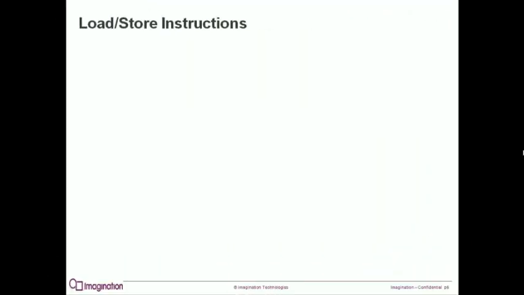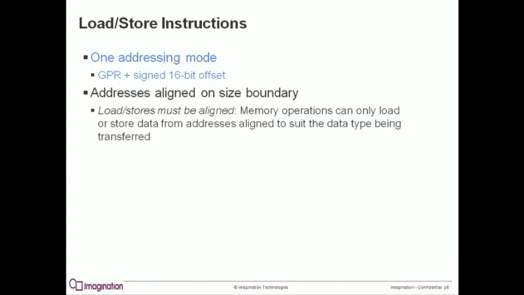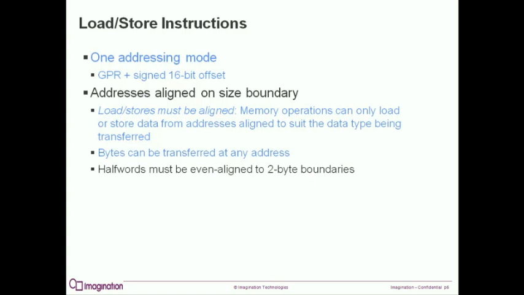For load and store instructions, there is only one addressing mode, and that is register plus signed immediate 16-bit offset. This offset, plus or minus 32K, covers a range of 64K addresses. All addresses are aligned to their data type boundary. Bytes and chars are 1 byte and aligned to a byte boundary. Half words or shorts are 2 bytes and aligned to a 2-byte boundary. Words, ints, or longs are 4 bytes and aligned to a 4-byte boundary. All offset values are in bytes.